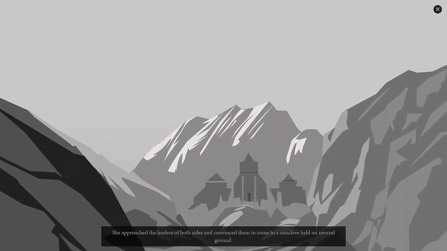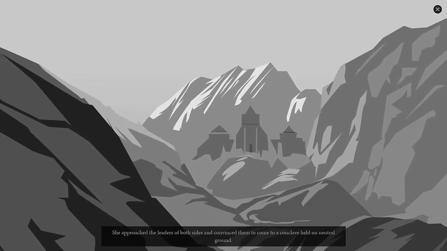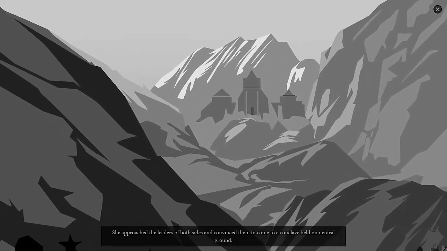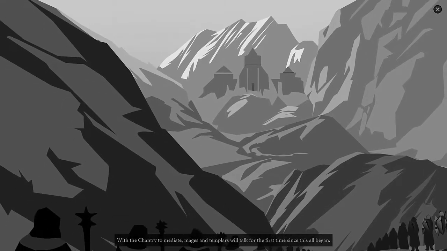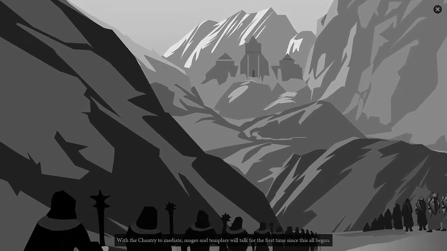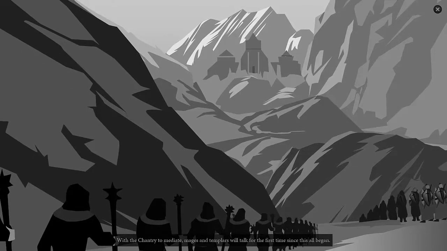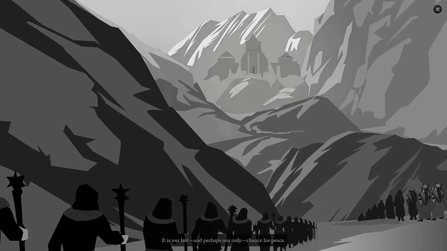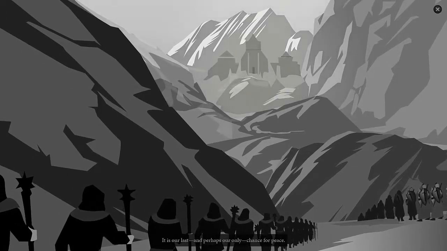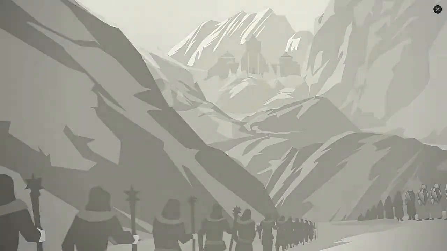She approached the leaders of both sides and convinced them to come to a conclave held on neutral ground. With the Chantry to mediate, mages and Templars will talk for the first time since this all began. It is our last, and perhaps our only, chance for peace.